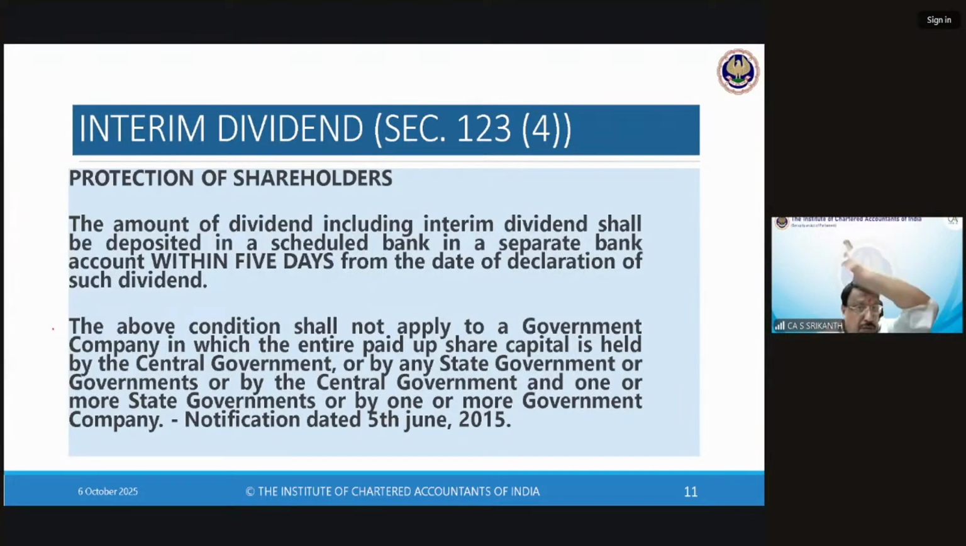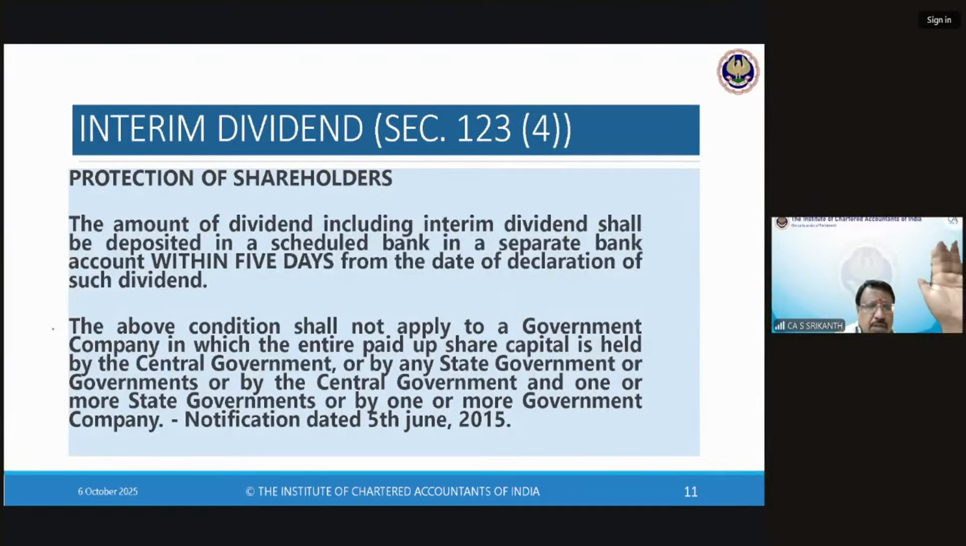not pay. Later on, you will see that dividend on declaration by the board of a company should be paid within 30 days. That will come later. I'm also repeating it now. Because final dividend will be paid within 30 days from the date of declaration. That includes interim dividend, therefore interim dividend also should be paid within 30 days. But the minute you declare it in the board meeting, from that day, within 5 days, you have to deposit it in a separate bank account, scheduled bank.